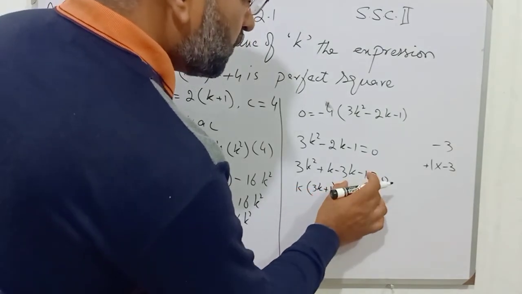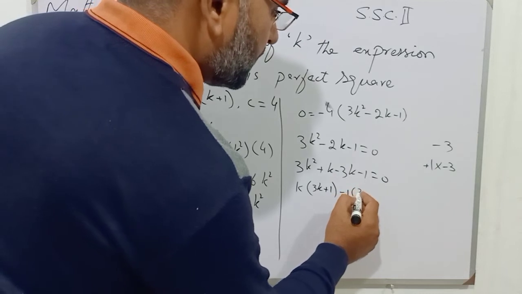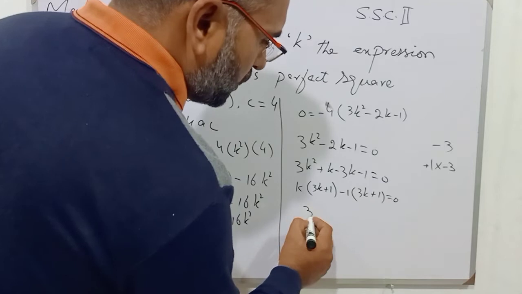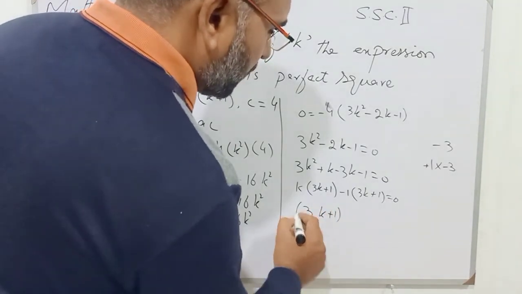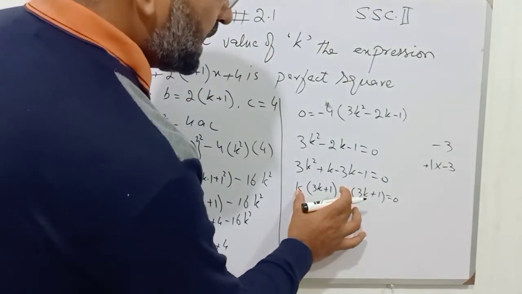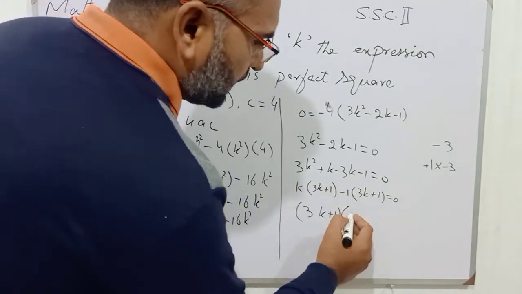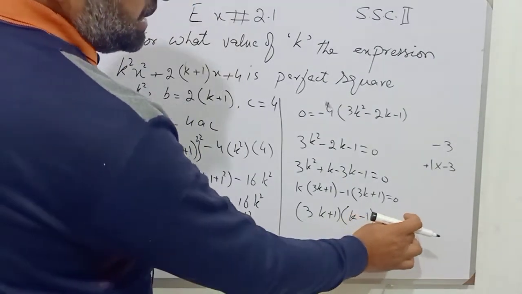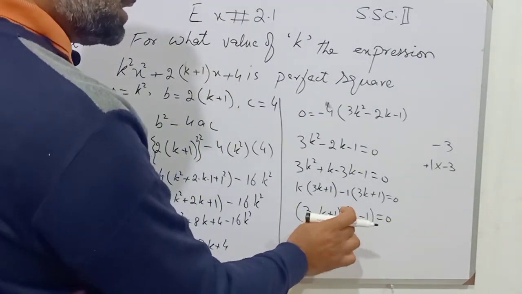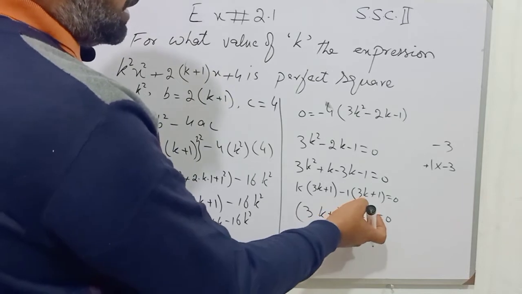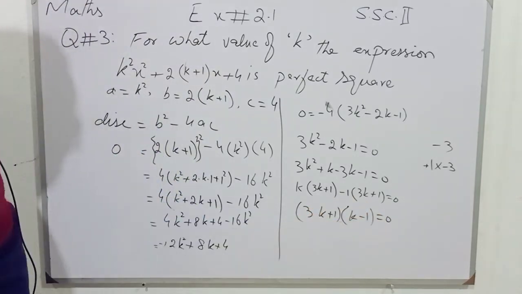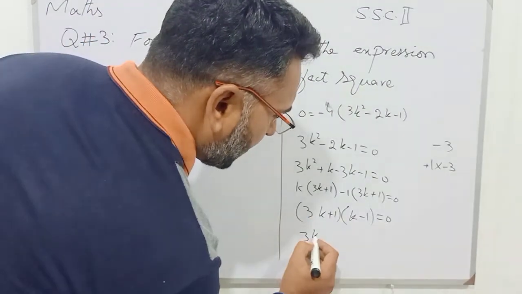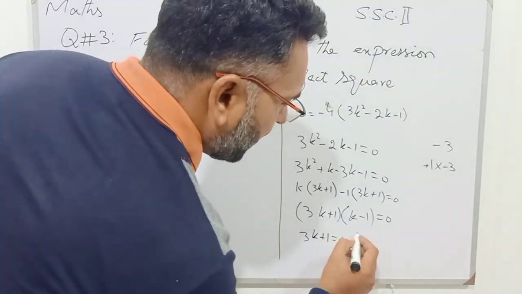From the last two terms, minus 1 is common and the left over will become 3k plus 1 is equal to 0. So it will become 3k plus 1, and the rest of the numbers, that are the coefficients of both the terms, is k minus 1 is equal to 0. The product of two factors is 0, so one of the factors must be 0. We don't know which factor is 0, so we will take both factors as 0. So students, take 3k plus 1 as 0 and k minus 1 as 0.